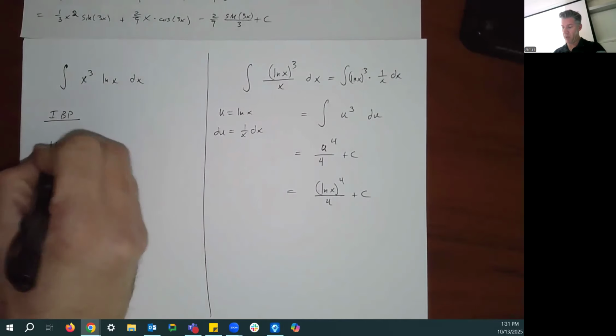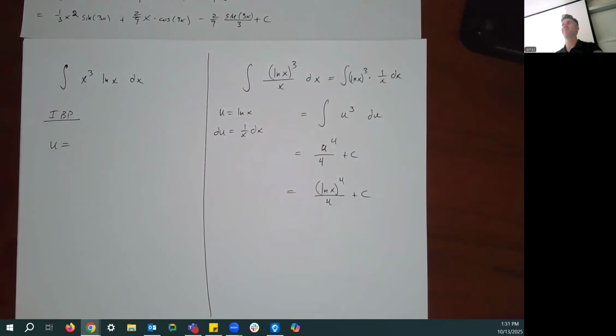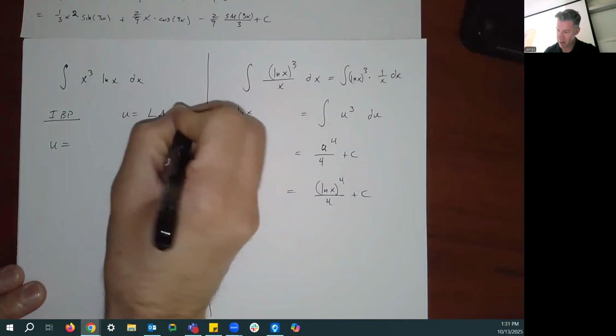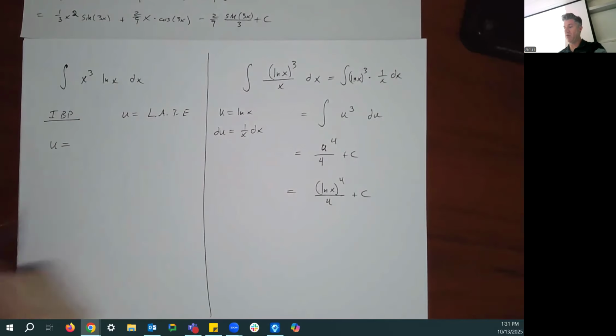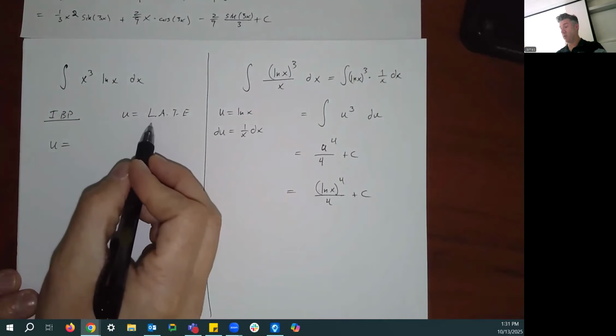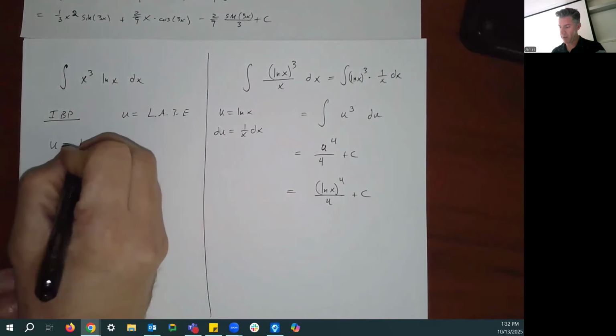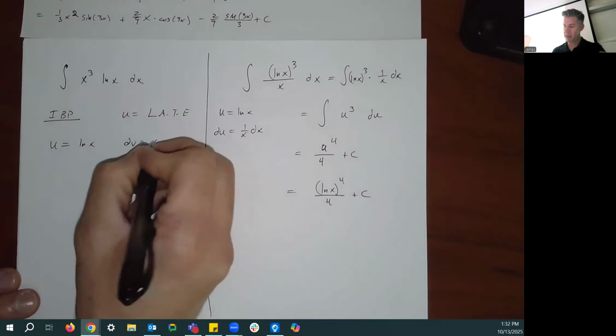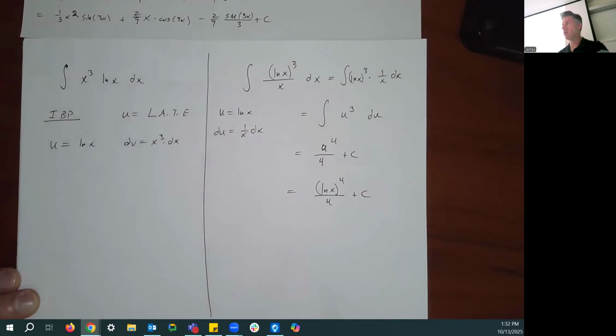We're going to pick u equal to what? You have one of two choices. It's either x cubed or natural log of x. Who votes for natural log of x? Who votes for x cubed? And the answer is, if we look back at the acronym, we should pick u equal to a logarithm if we've got one. So we should pick u equal to the natural log of x. And then the dv has to be everything else, which is x cubed multiplied by dx.